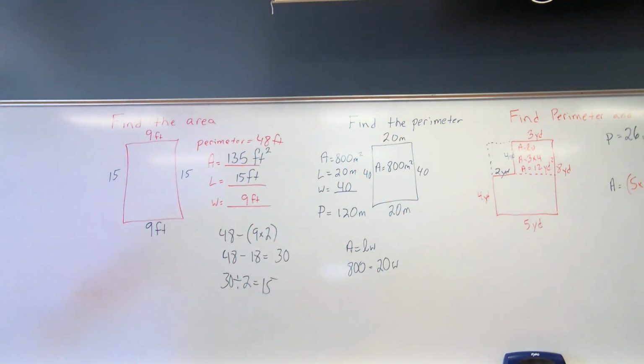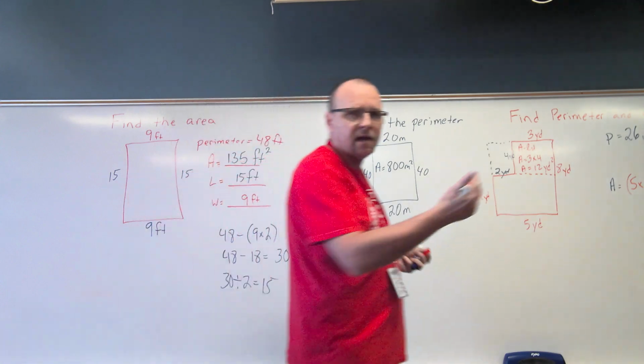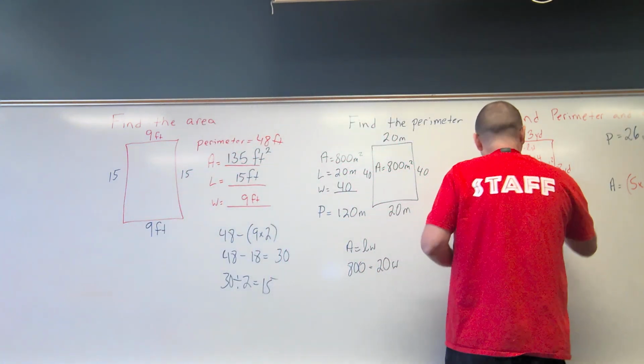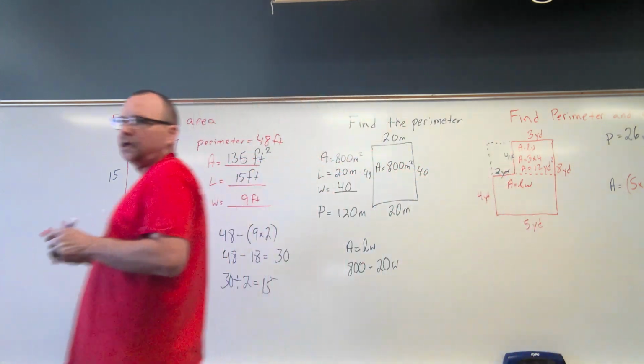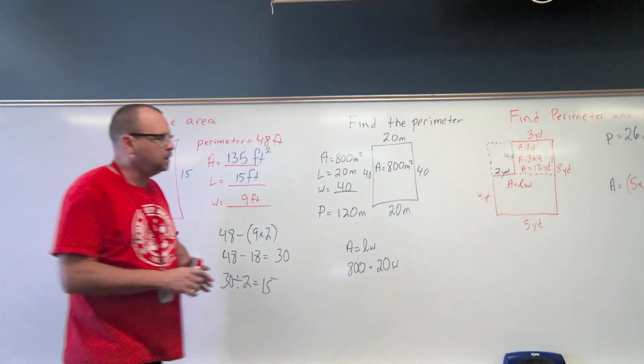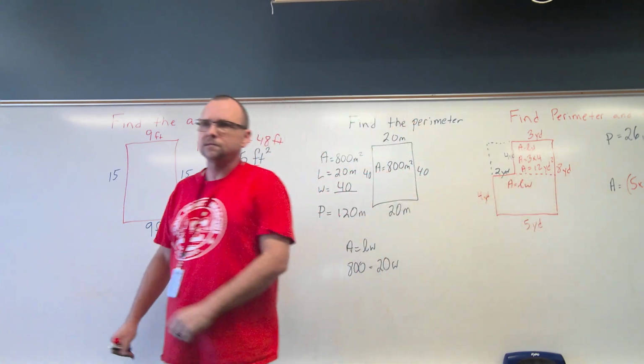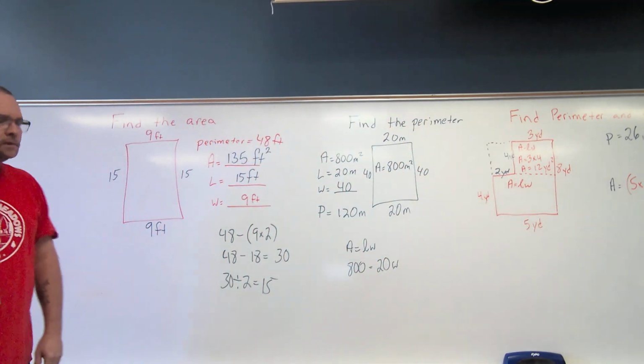Now I want to find the area of the bigger rectangle. And again, I always go back and use the formula. This doesn't make any sense. It makes sense. Area equals length times width. Now, Brenley, can you tell me what the length and width of this rectangle is? What is it?